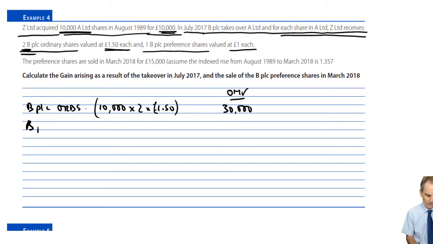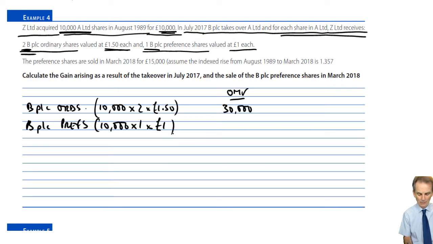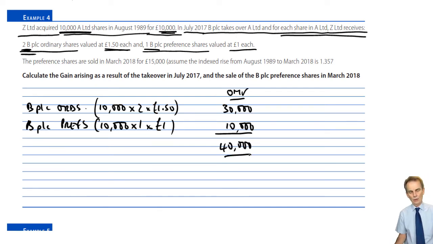And on to the B plc preference shares. What do we get there? For each of our 10,000 A Limited shares, 1 preference share in B, and that is worth £1 each. Not therefore too tricky a calculation. That is £10,000 worth of market value received. So we have received in total £40,000 worth of consideration from the company doing the taking over, B plc, in the form of a combination of ordinary shares in B and preference shares in B.